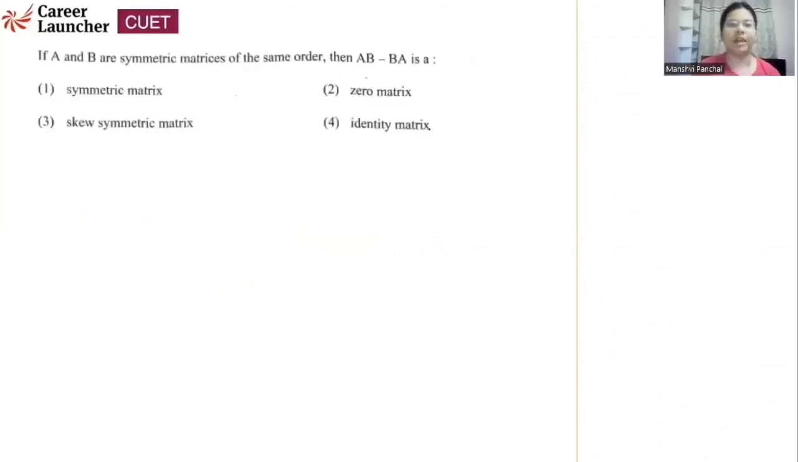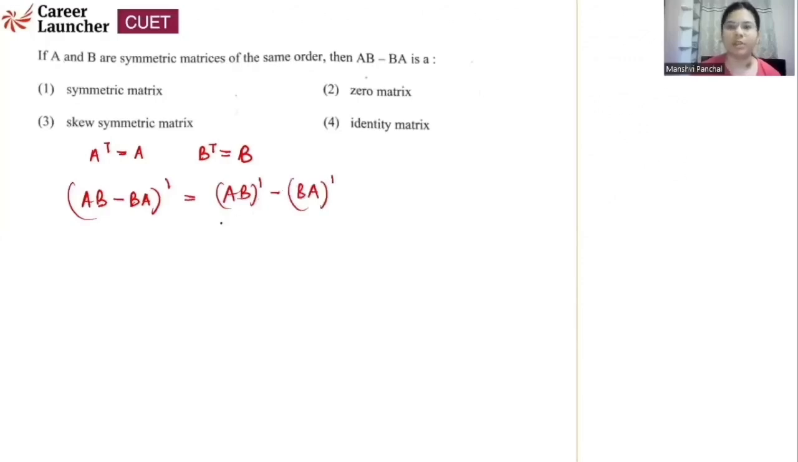Question number 10. If A and B are symmetric matrices of the same order, then AB minus BA is. It means if A is a symmetric matrix, then A transpose is A. And if B is also a symmetric matrix, then B transpose is equal to B. So now we will take the transpose of AB minus BA. So this will become (AB) transpose minus (BA) transpose. Now you know the property of transpose, that (XY) transpose is Y transpose into X transpose. So this will become B transpose A transpose minus A transpose B transpose. B transpose is B, A transpose is A, so it is BA minus AB.